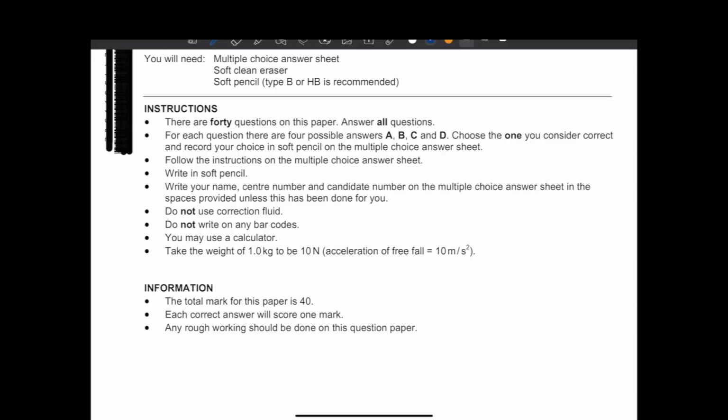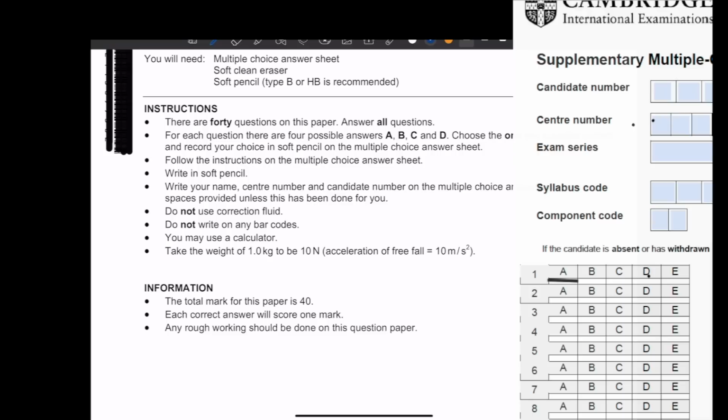The total mark, as we said, is 40 marks. Each correct answer will be considered 1 mark. Any rough working should be done on this question paper. It means there is no extra paper that could be given, but it also doesn't mean that this work could be corrected. They said any rough work you need to do, you can do in this paper, and actually they will correct the answer sheet only, nothing else.